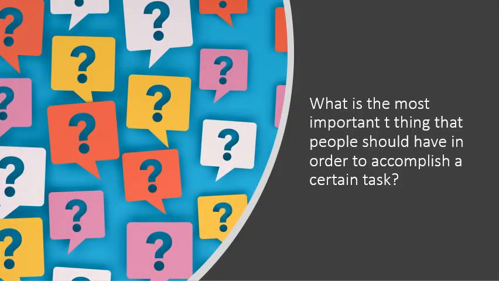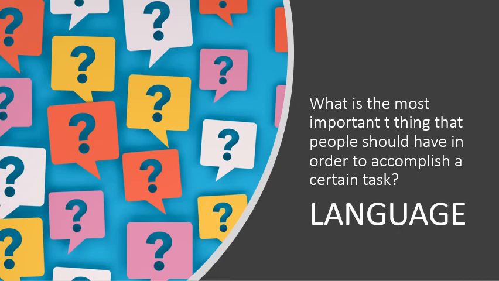And so, this leads us to the question: what is the most important thing that people should have in order to accomplish a certain task? Ano nga ba? The most important thing is language. Language is what we use to communicate. And when we communicate, we convey ideas. We get to tell people what we think. We get to tell people what we want to happen. And then we can work with each other to achieve what we want to happen.